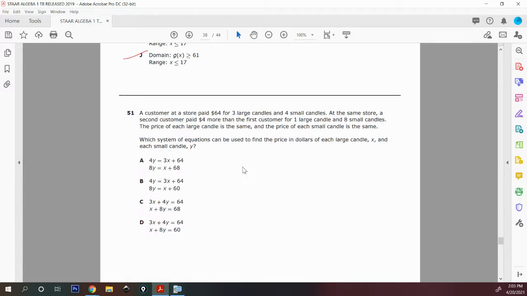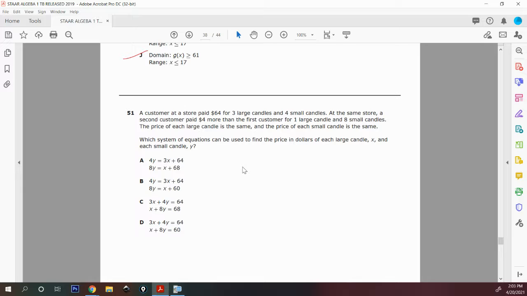All right, next question. So see these answer choices? I know this is going to be right in the equation. So I see 4s with y's and 3s with x's and 8s. We need to figure out what goes where. It says, a customer in a store paid $64 for 3 large candles and 4 small candles. At the same store, the customer paid 4 more than the first customer for 1 large candle and 8 small candles.